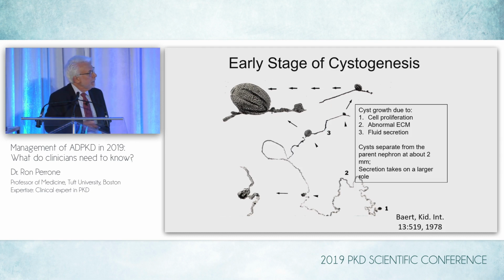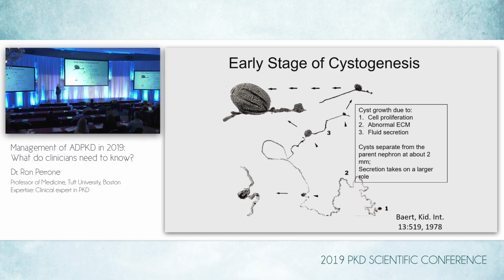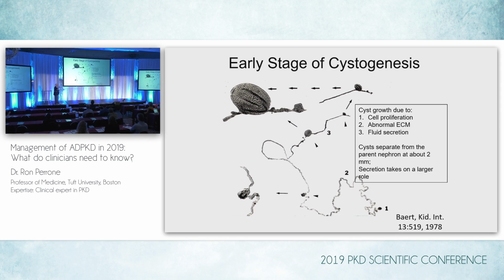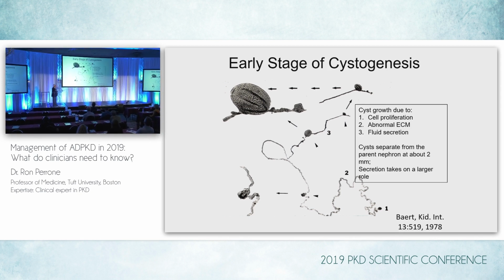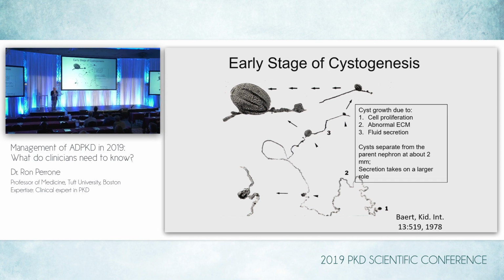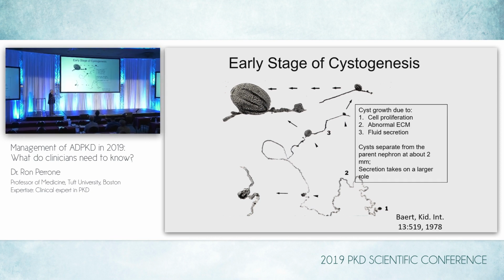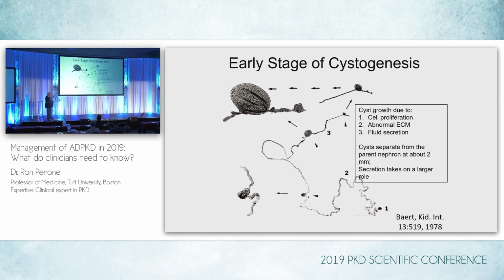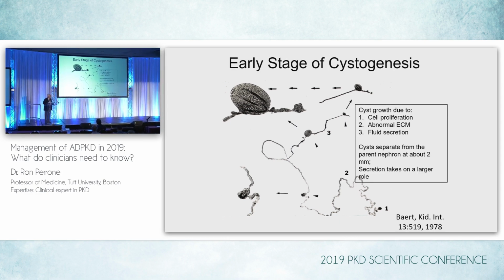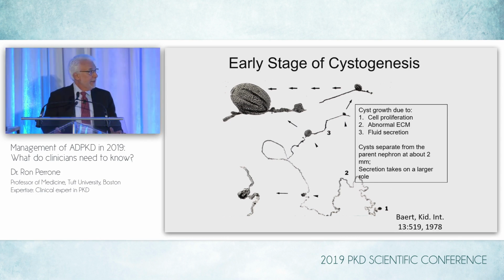This is a slightly different version of the microdissection studies that Dr. Watnick showed. The point is that cysts start out as focal microcysts in only small numbers of cells throughout the nephron. Cysts grow due to cell proliferation, abnormal extracellular matrix, and fluid secretion. And cysts separate from the parent nephron at about 2 millimeters of size, and at that point, secretion takes on a larger role.